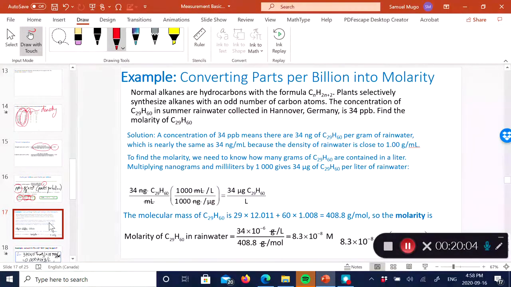Now, what if I give you a problem like this, where I've got a hydrocarbon in parts per billion, and then I ask you to convert that into molarity, which is moles per liter. Now, knowing the definition of parts per billion as nanograms per mL, or micrograms per liter, so 34 micrograms per liter, all I need to do is divide the micrograms per liter by the molar mass of the hydrocarbon, in this case 408.8 grams per mole. The grams cancel out, and so the answer is going to be in moles per liter, which is a molarity. So take note of the conversions between parts per billion into moles per liter.